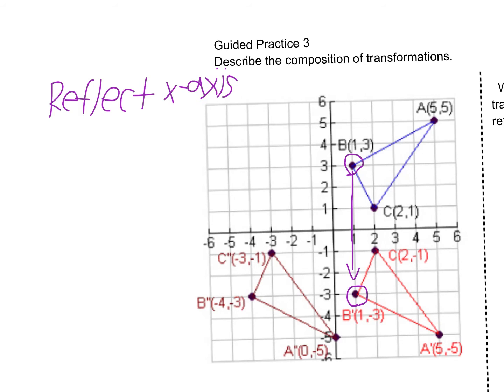Then it seems to move 5 units to the left. So x minus 5 and y. Such that if we describe the composition of the transformations, our initial figure is being reflected over the y-axis and then shifted to the left 5 units.